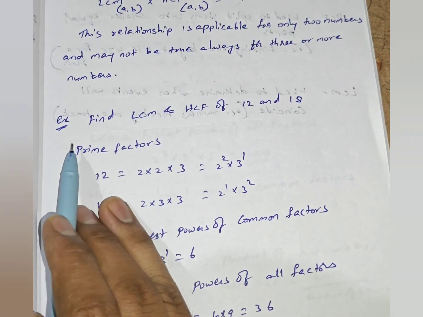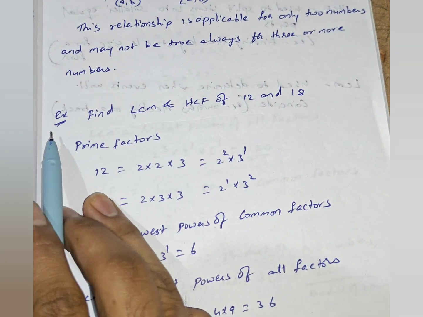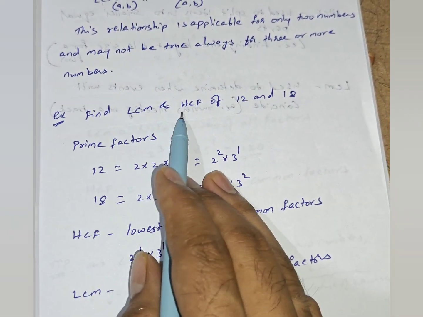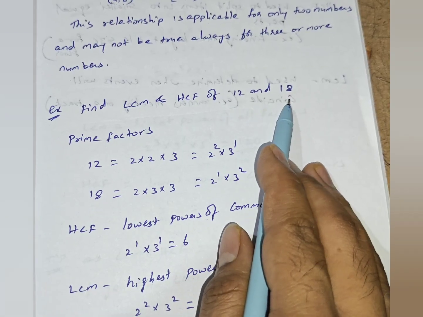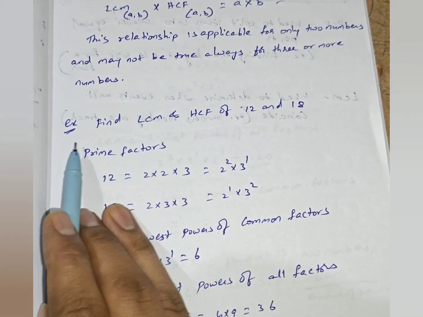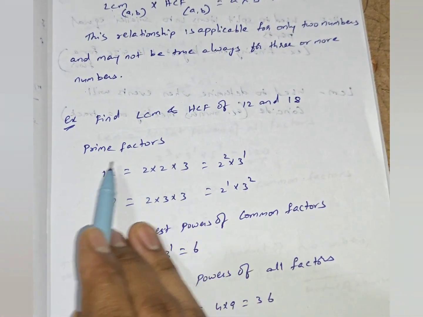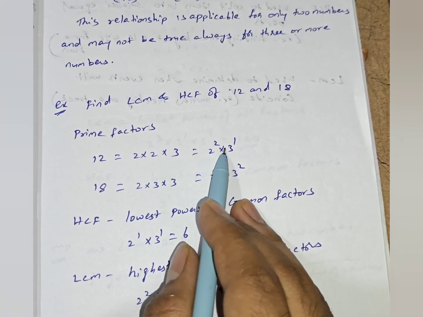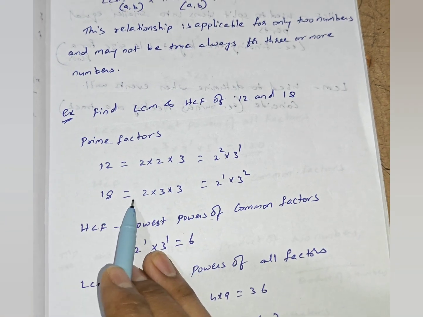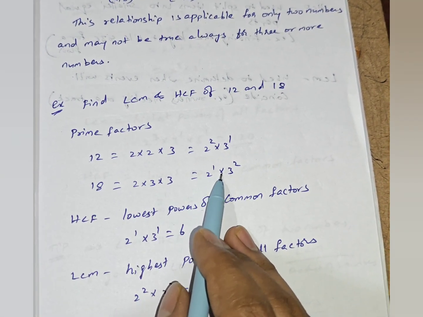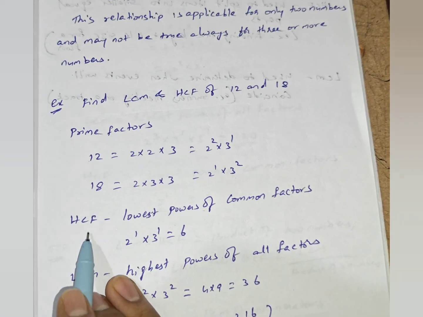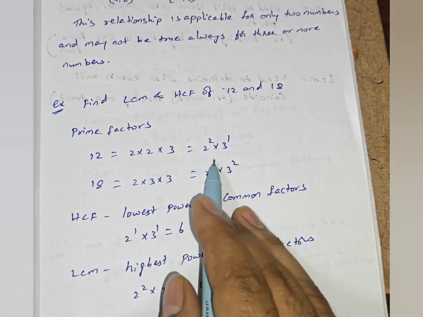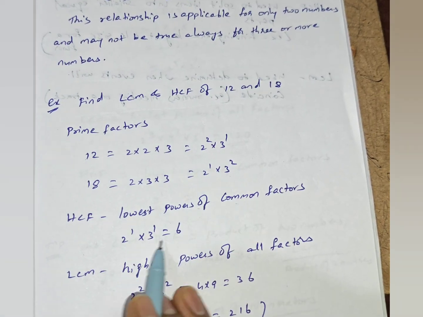Let us try to understand the concept more easily by using some examples. Example 1. Find the LCM and HCF of 12 and 18. We already discussed some methods, that is, the prime factorization method. What are the prime factors of 12? 2 into 2 into 3, that is 2 square into 3 power 1. And for 18 it is 2 into 3 into 3, that is 2 power 1 into 3 square. As we know, HCF is the lowest power of common factors, that is 2 power 1 into 3 power 1, so that is 6.